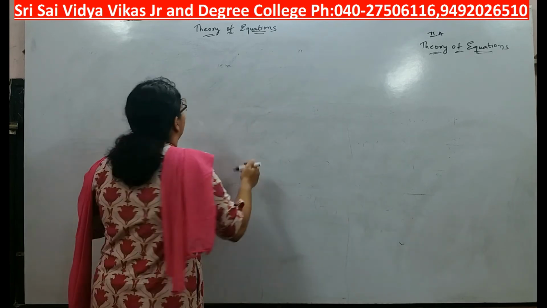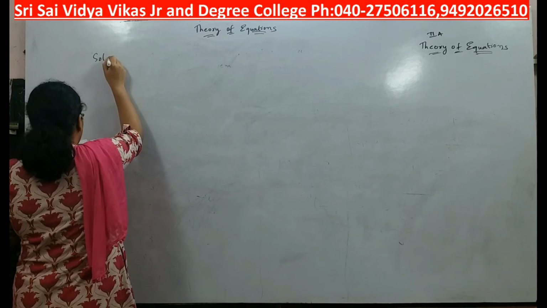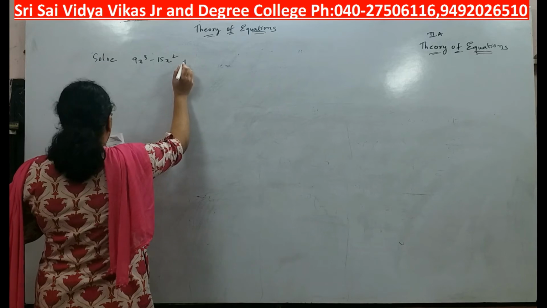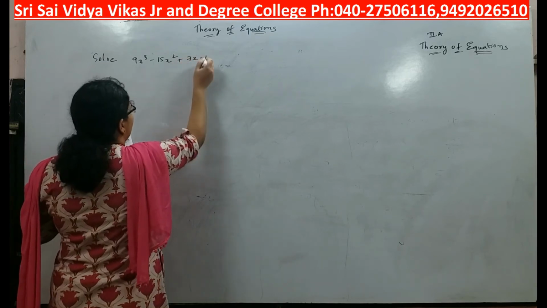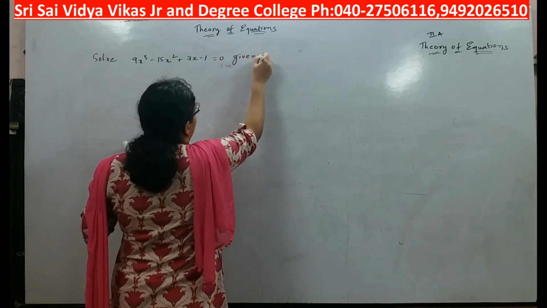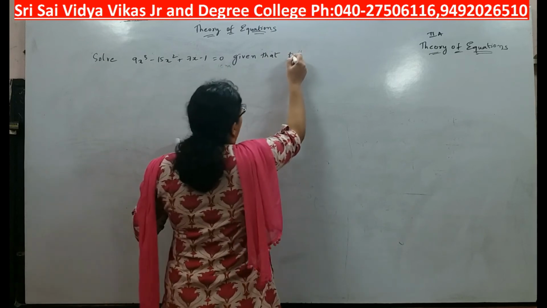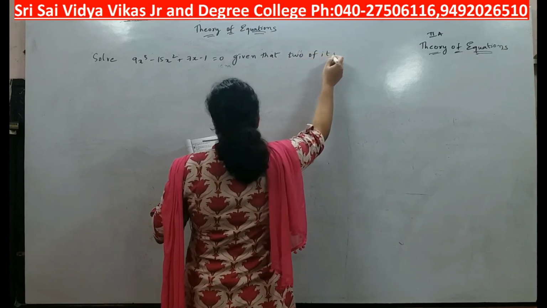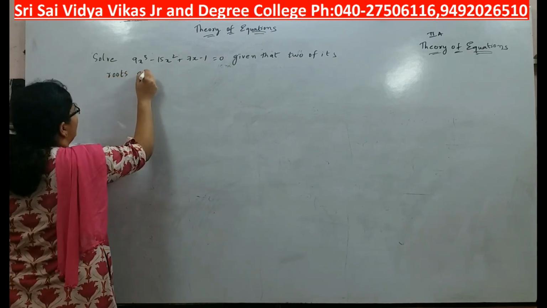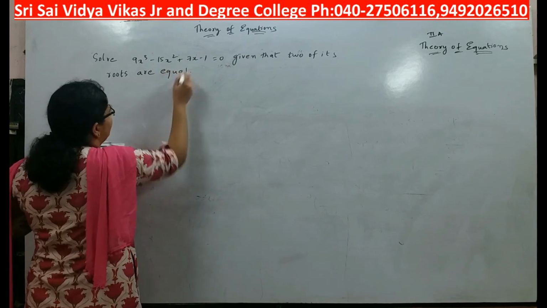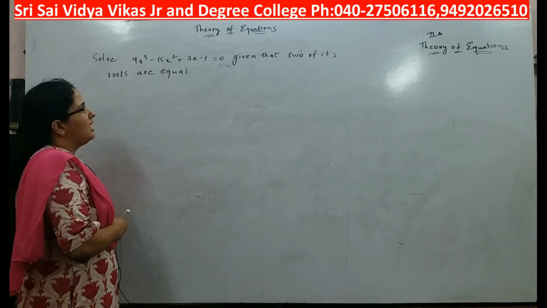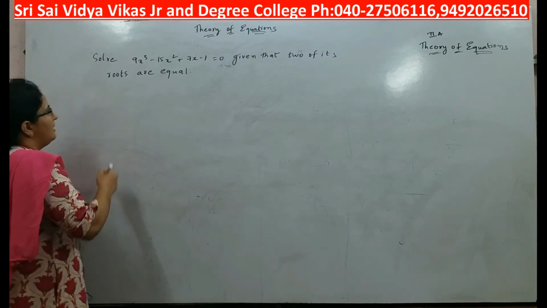Solve 9x³ − 15x² + 7x − 1 = 0, given that two of its roots are equal. So you are given a polynomial equation in which two of its roots are equal. Let us see how to do it.